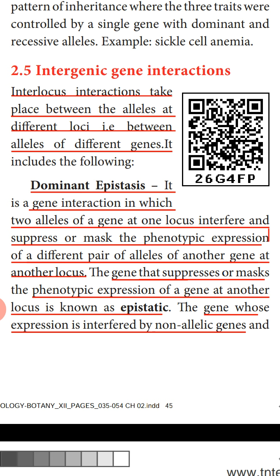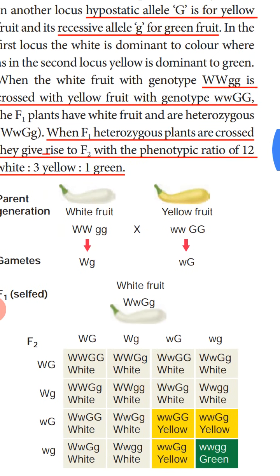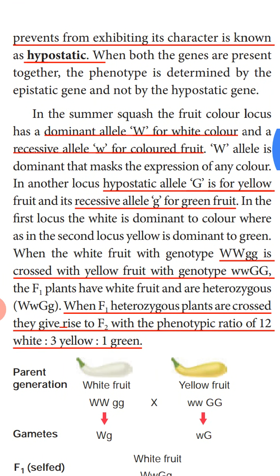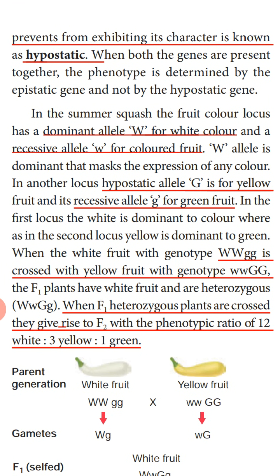The gene that suppresses or masks the phenotypic expression of a gene at another locus is called the epistatic gene. The gene whose expression is interfered with by a non-allelic gene, that is, whose expression is hidden by alleles of another gene, is called the hypostatic gene. The gene which dominates or hides the effect of another gene is epistatic; the gene whose expression is suppressed and cannot be exhibited is hypostatic.